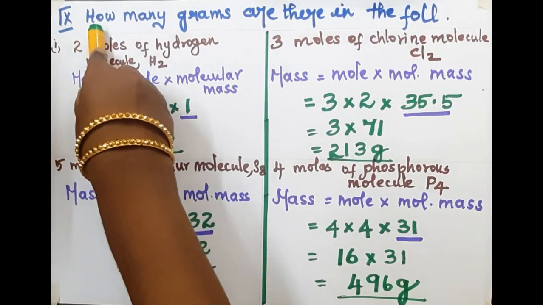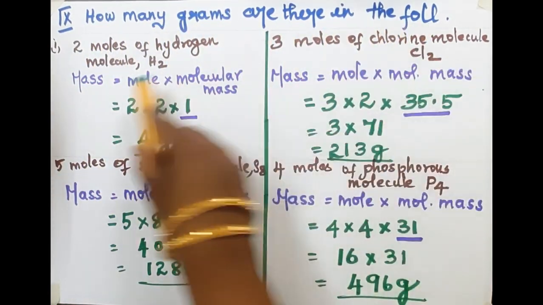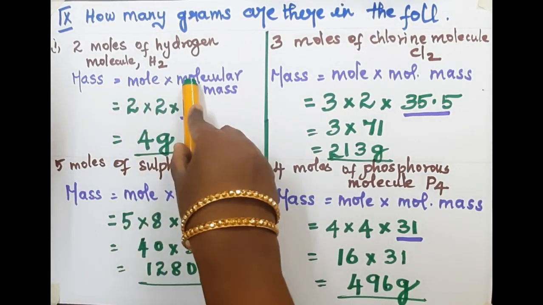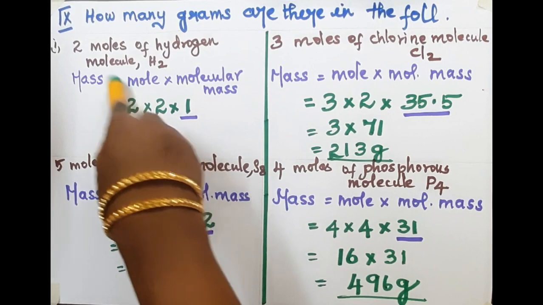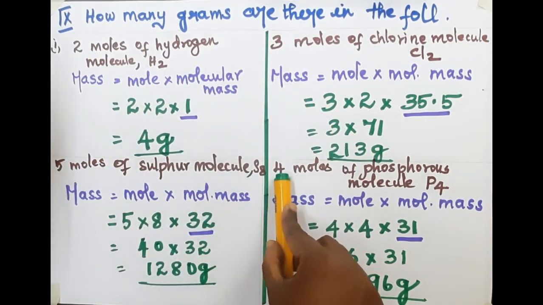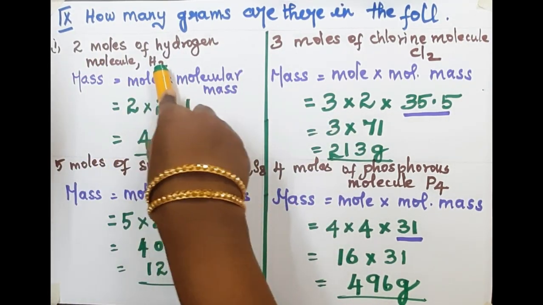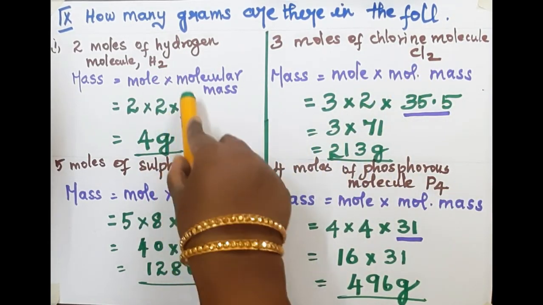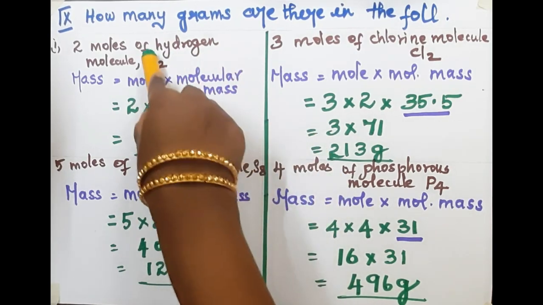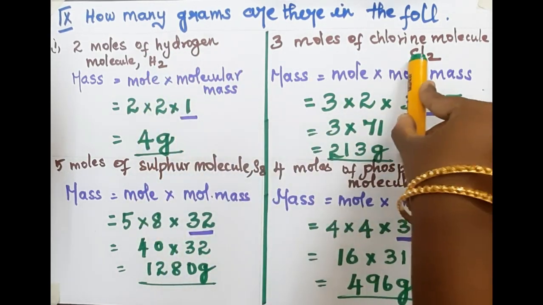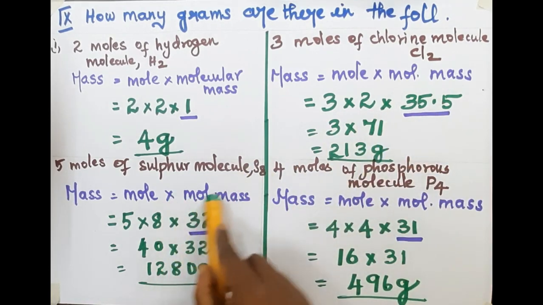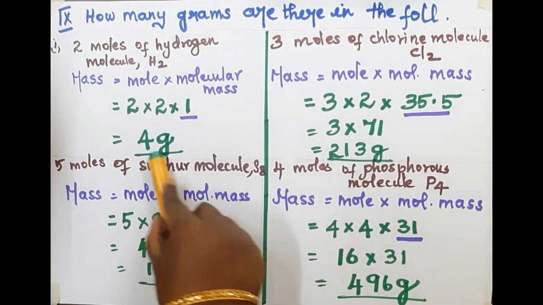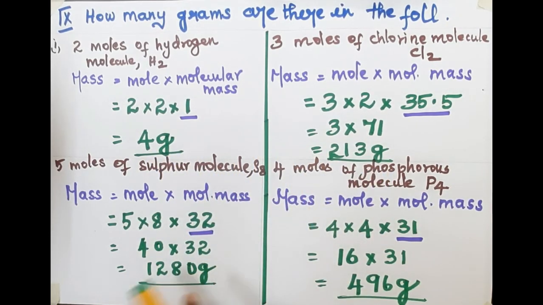Roman letter 9. First question, how many grams are there in the following? You have to write the same formula for all the cases. Mass is equal to mole into molecular mass. First you have to write the number of moles present in each case. Next you have to write the number of atoms. See here 2, 2, 8 and 4. Next you have to write the atomic mass of hydrogen. So what is hydrogen? It is 1. For chlorine it is 35.5. And for sulfur it is 32. And for phosphorus it is 31. Put the answer and write the unit as gram.